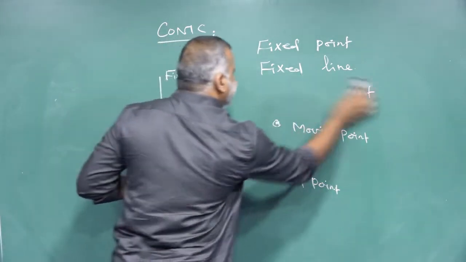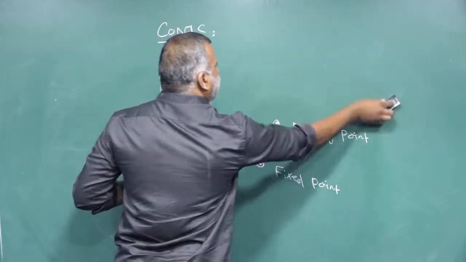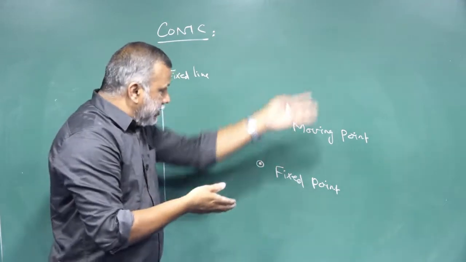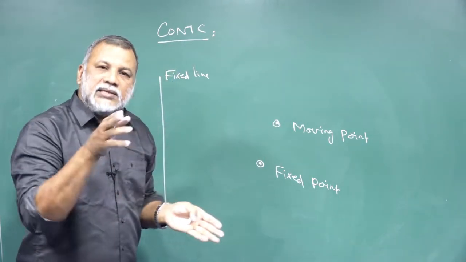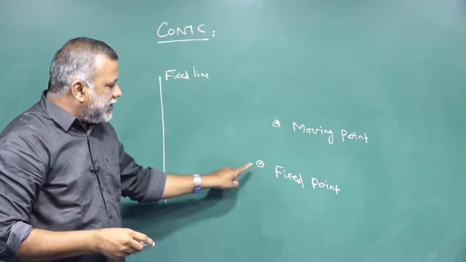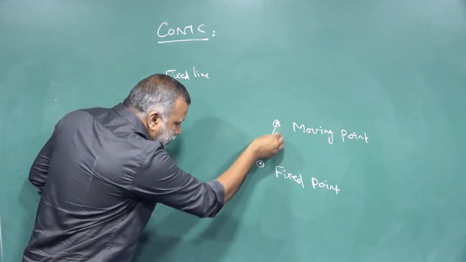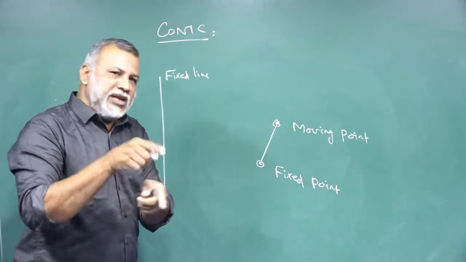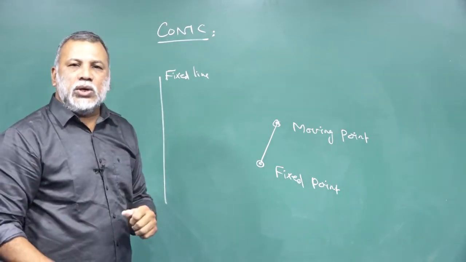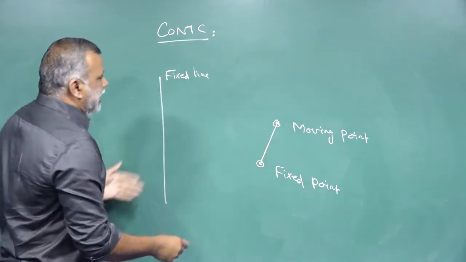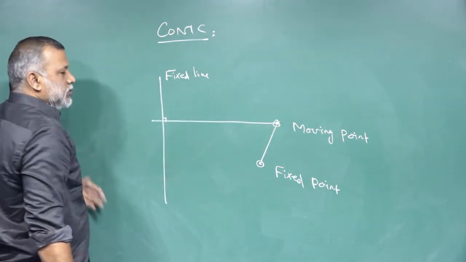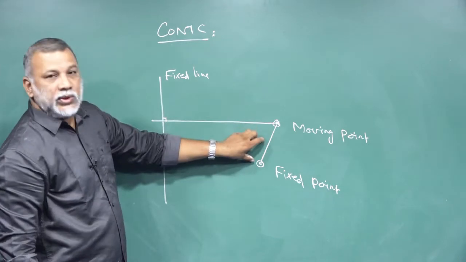Now, as per the definition, recall the definition. The locus of a point which moves in a plane, this is a plane, such that the distance from a fixed point, see here, this is the distance from a fixed point, bears, means gives, a constant ratio to the distance from a fixed line. From this we are able to find a distance here. So this is one distance, and this is another distance.